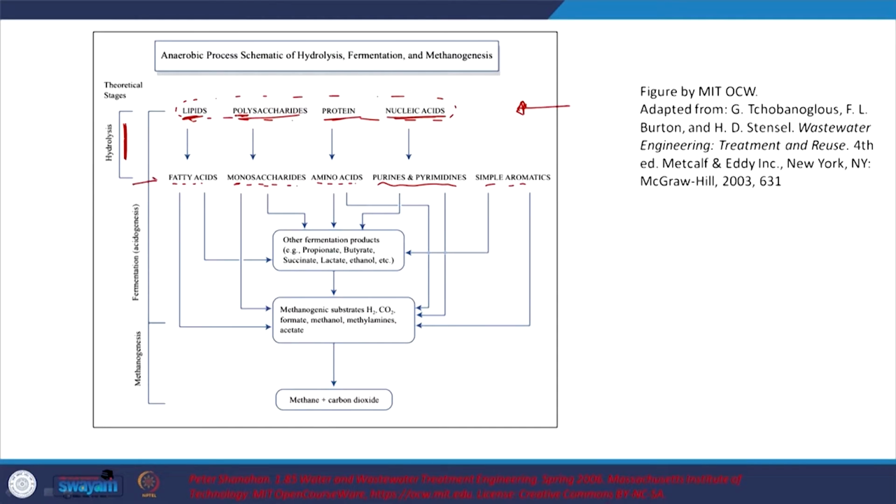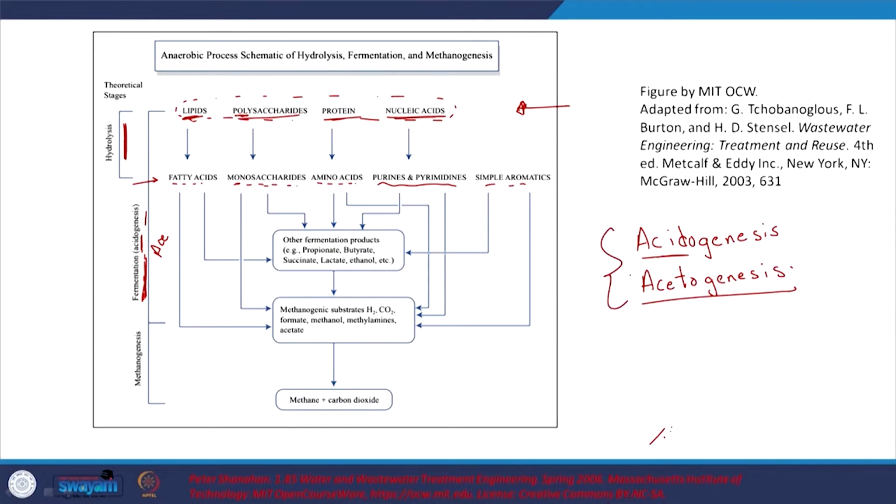So, now you have relatively simpler forms of organics, and then here we have two stages. One is acidogenesis, acid, and the other one is acetogenesis, right. So, that is something to keep in mind. We will look at what it is that we are going to see here. So, as I mentioned here, it is going to be two aspects in conjunction.